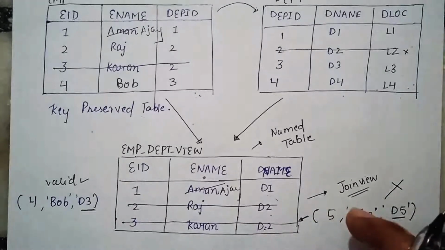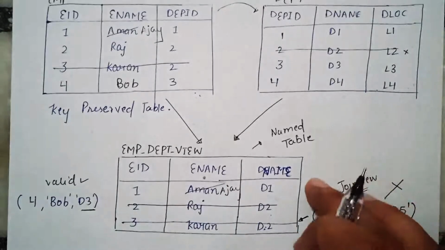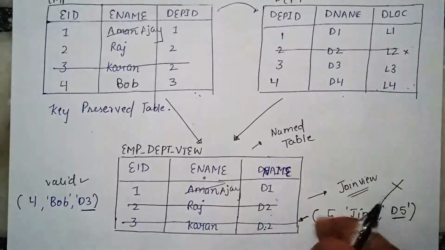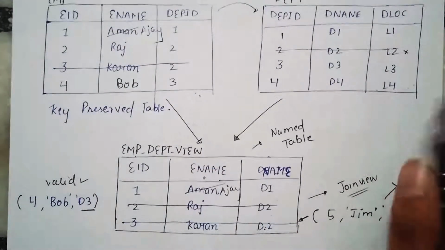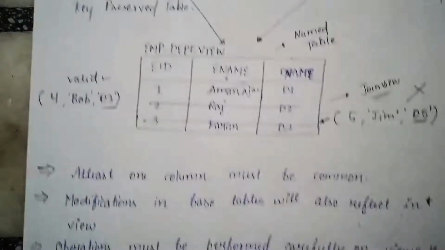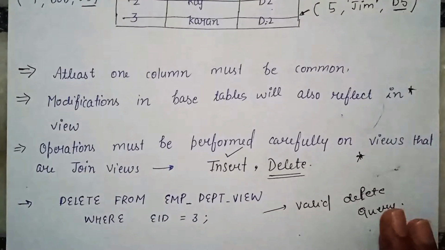Whatever deletion operation we perform on this view will also make changes in the key-preserved table, not in the non-key-preserved tables. So this is what we need to take care of while performing the deletion and insertion operations. This is all about join views. I hope you get to know what join views are and what the conditions are while using them. Now we will see how to create a join view, and what the syntax of join views is.